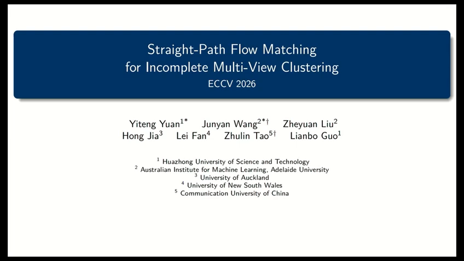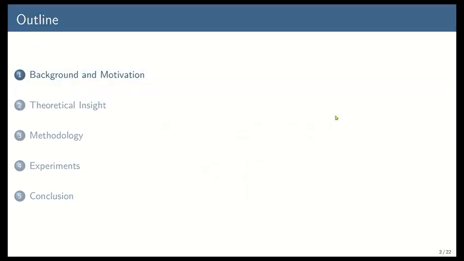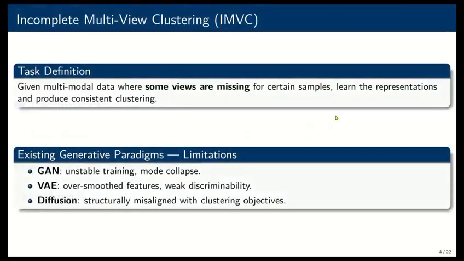First, what is IMVC? In real multi-view data, some views are missing because of sensor errors. Previous methods use GANs, VAEs, or diffusion to recover missing data, but they have problems. GANs are unstable, VAEs make features blurry, and diffusion does not fit the clustering task well.